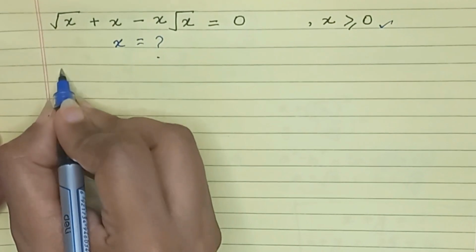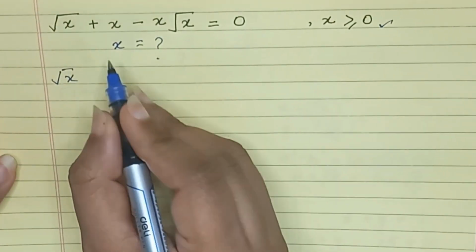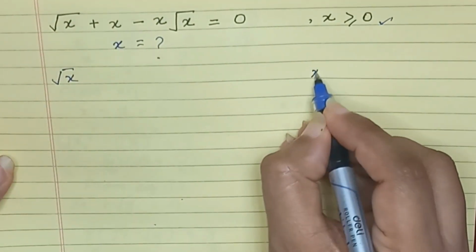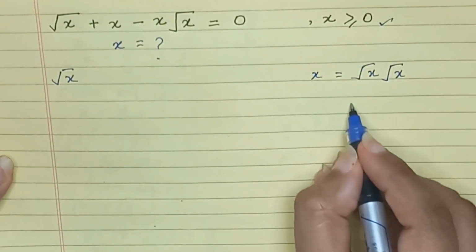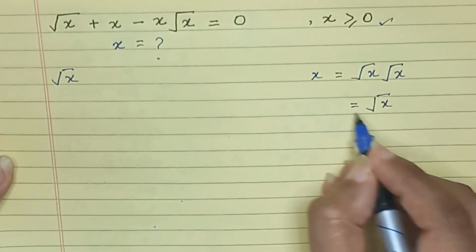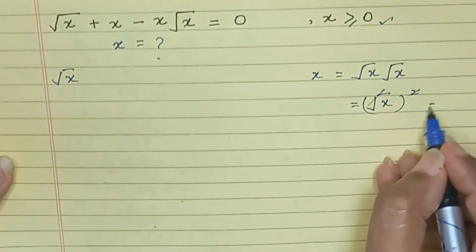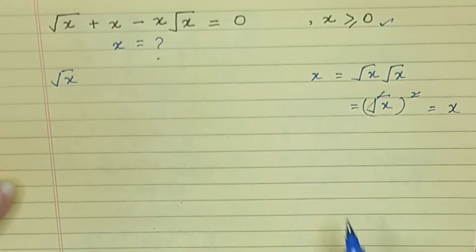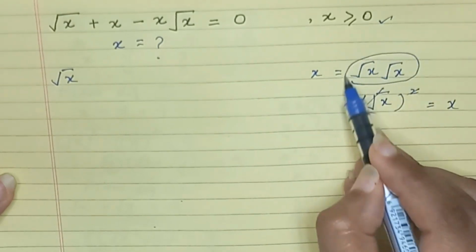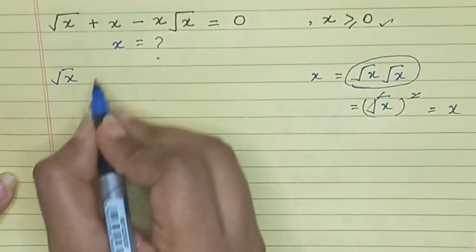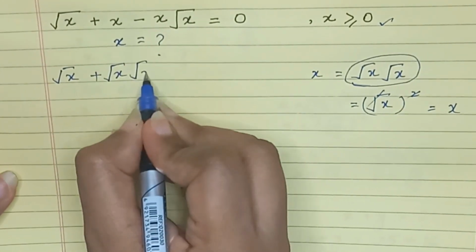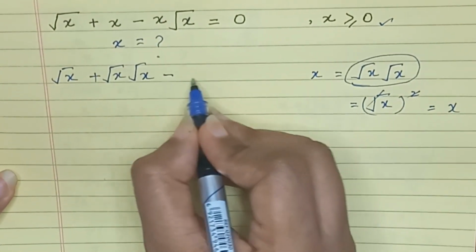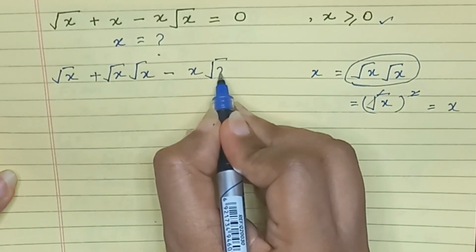So our given equation is square root of x, and we can write x as square root of x into square root of x, because it is the same as square root of x squared, which will be equal to x. So we will replace x with square root of x into square root of x: square root of x minus x square root of x, which is equal to 0.